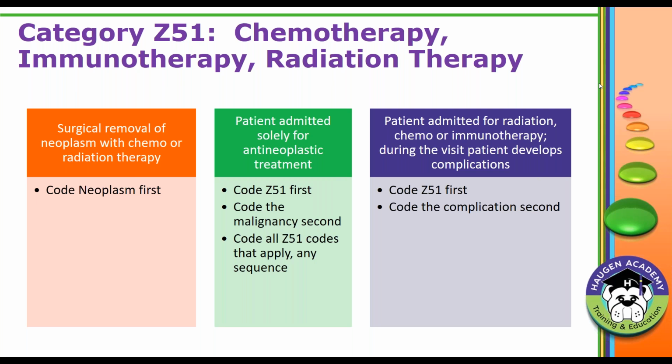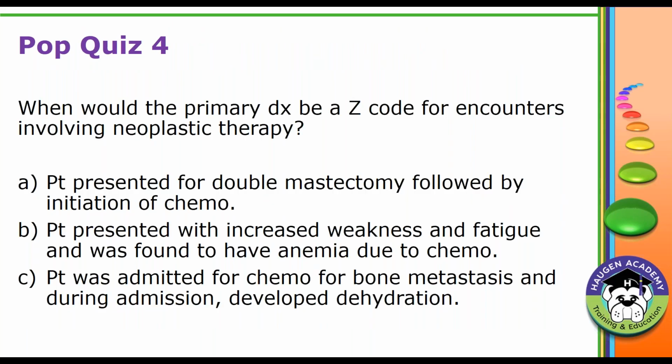If the patient is admitted for radiation, chemo, or immunotherapy, and during that visit the patient develops a complication, you still code the Z51 first and then the complication second. If the patient's coming in for surgical removal of a neoplasm and then they're following it with chemo or radiation therapy, you're going to code the neoplasm first. And that brings us to another pop quiz. So I hope you guys are paying attention.